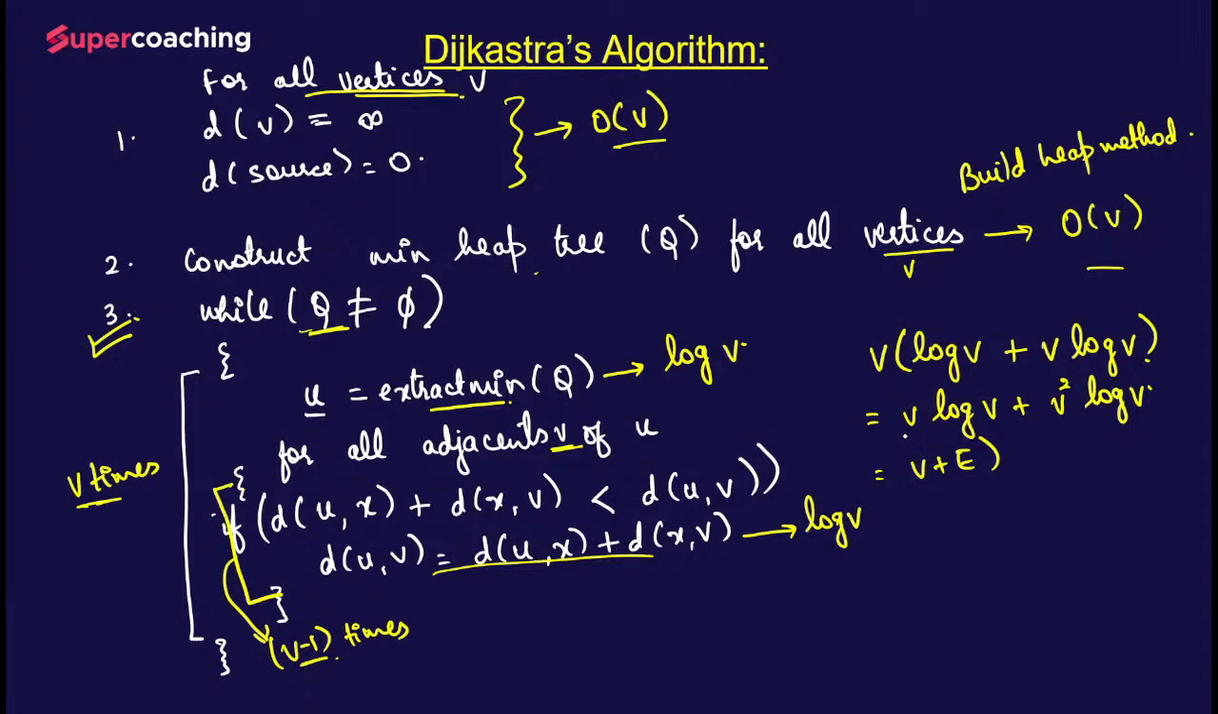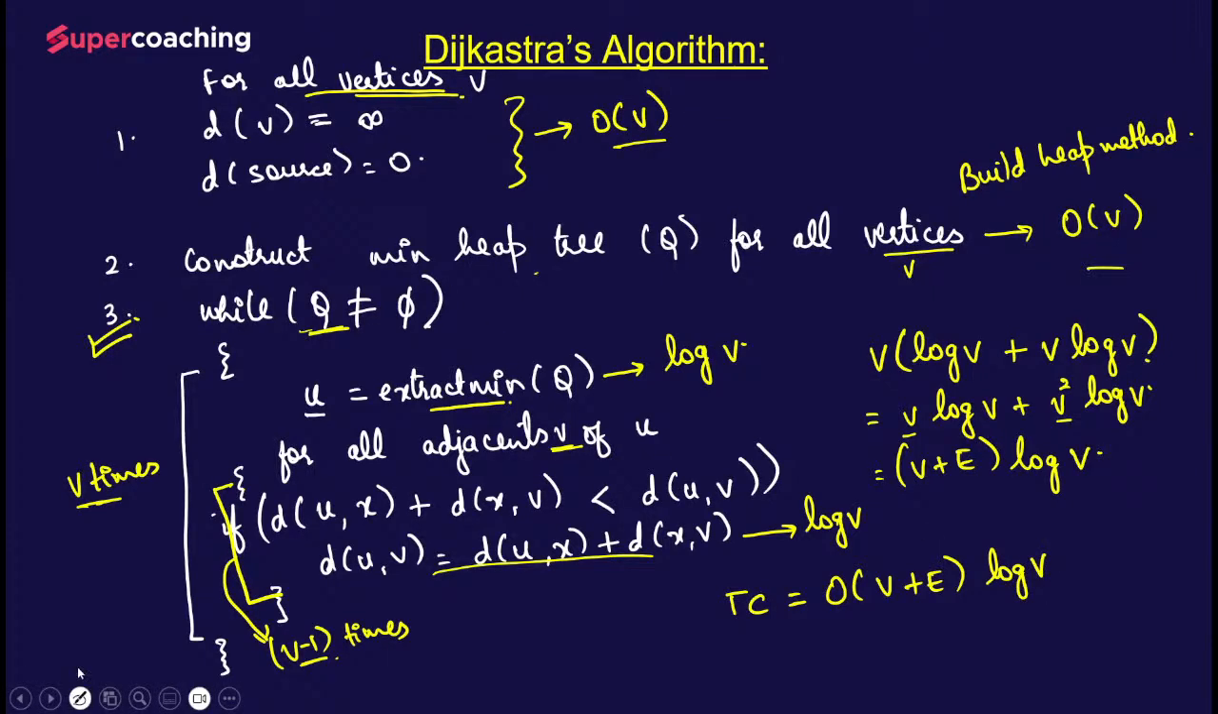Okay, so this comes out to be V plus E log V. So this is the time complexity. Time complexity of this algorithm is order of V plus E log V. Here, which data structure have we used for heapifying the elements? That is the min heap. So we can say that this is using the heap.